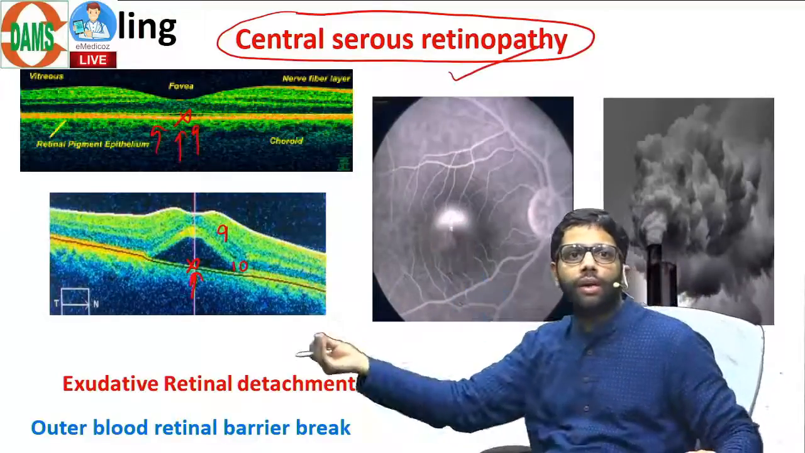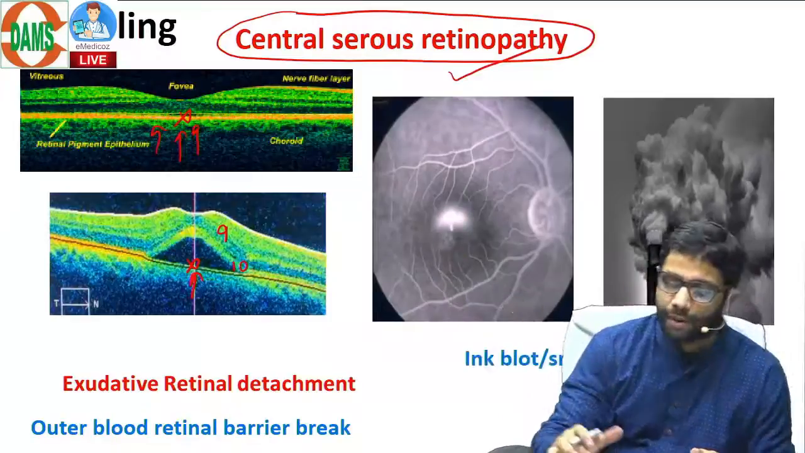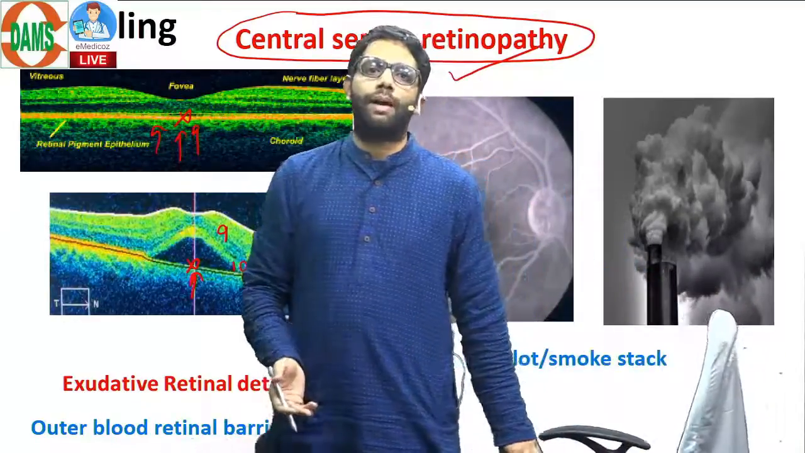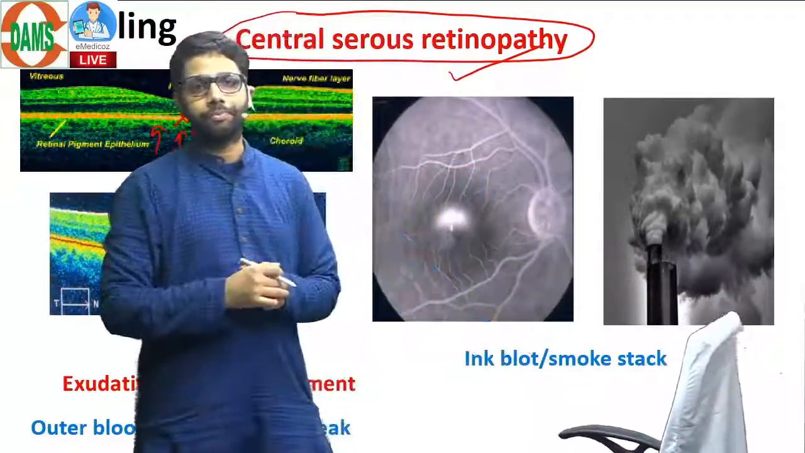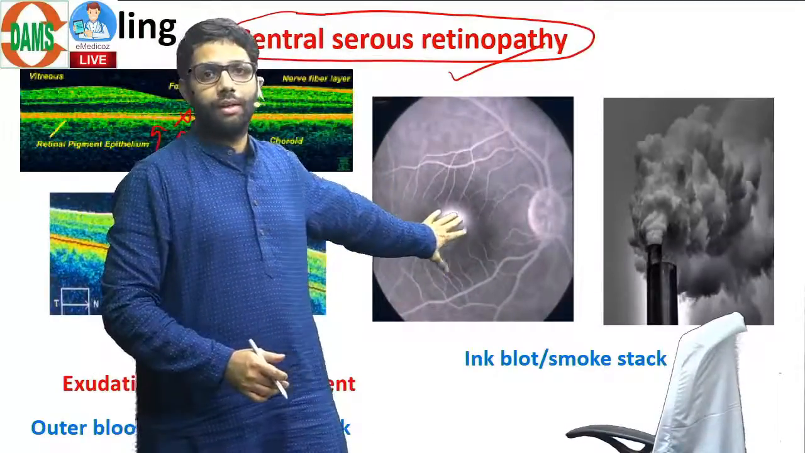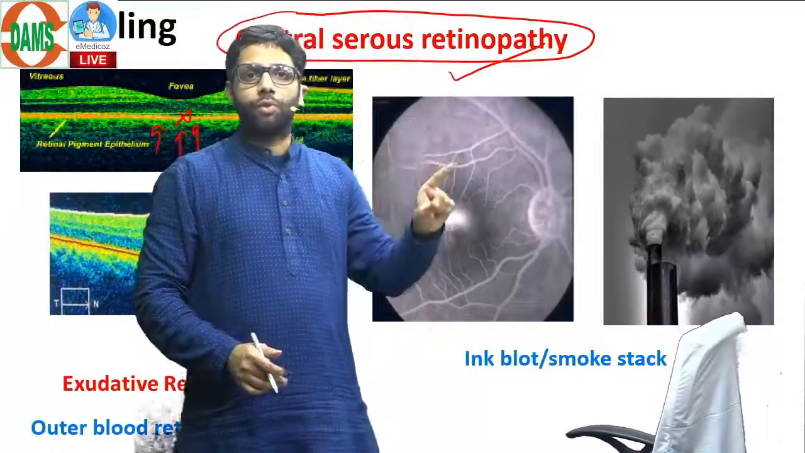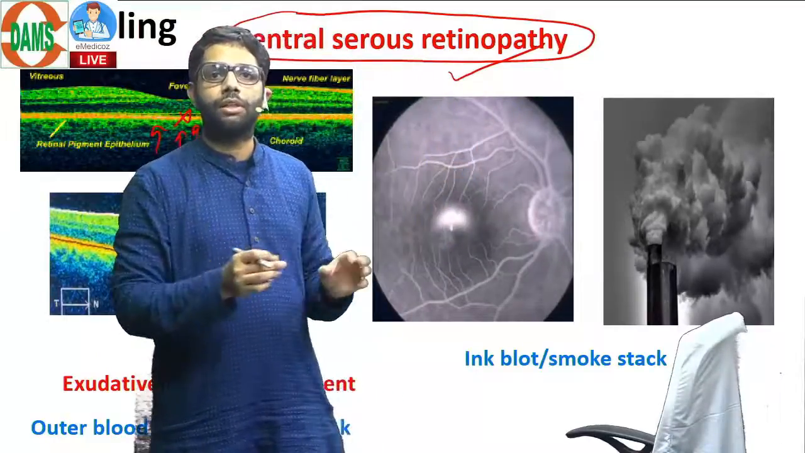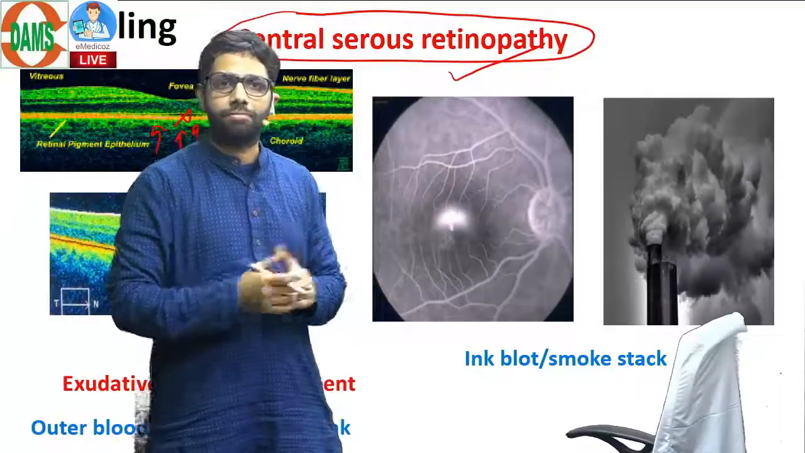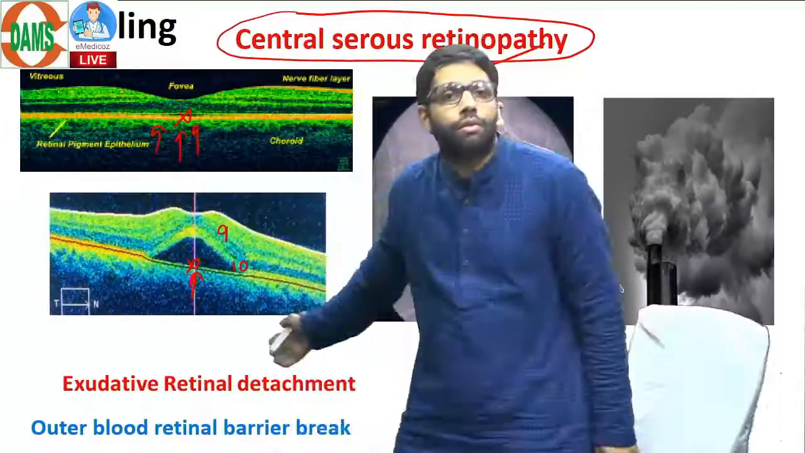The dye will rise like smoke. So the pattern is known as the smokestack pattern or ink blot pattern. First example of hyperfluorescence: central serous retinopathy. So you can write down causes of hyperfluorescence. First, pooling. Example, central serous retinopathy, the ink blot, smokestack appearance that you see in angiography. Alright, due to outer barrier break.